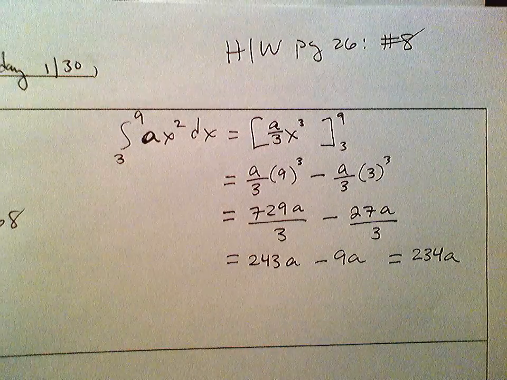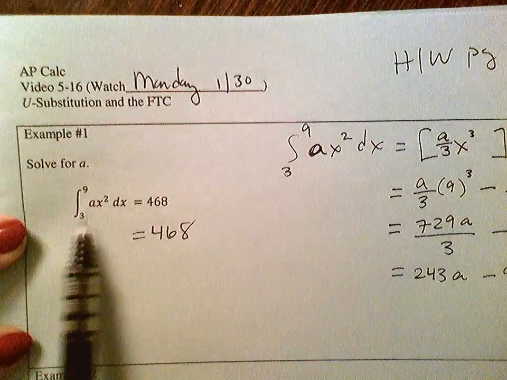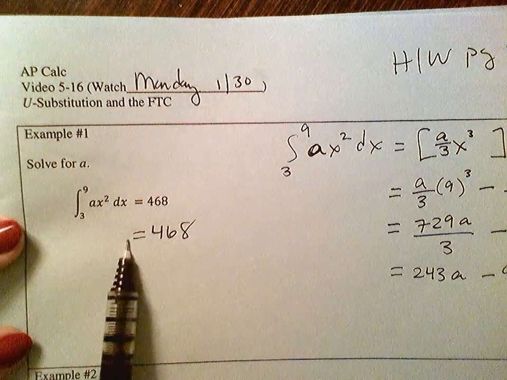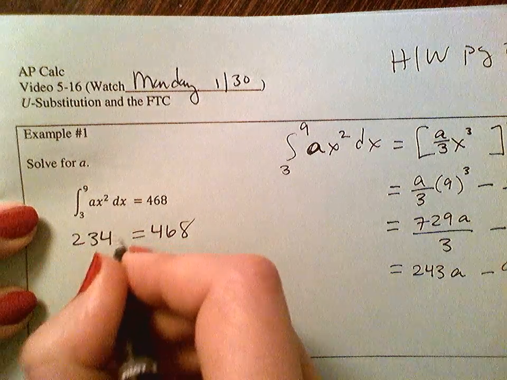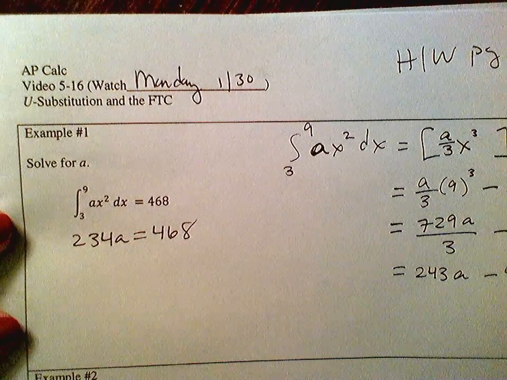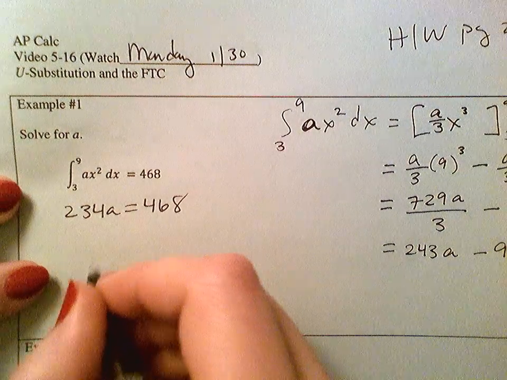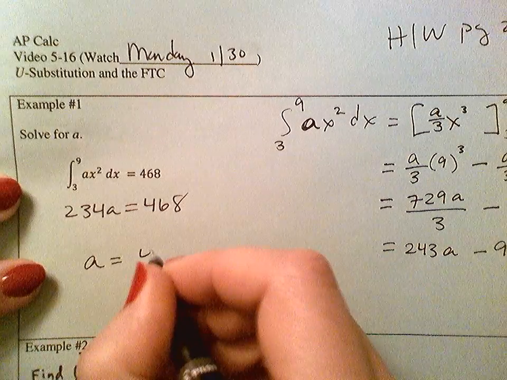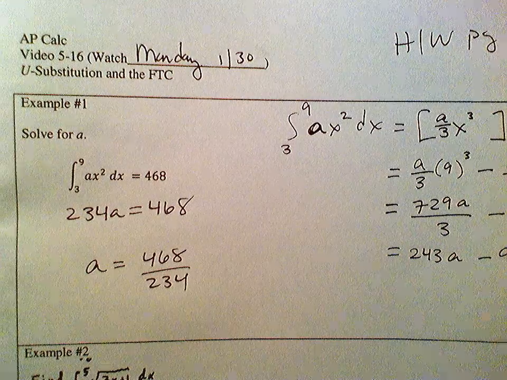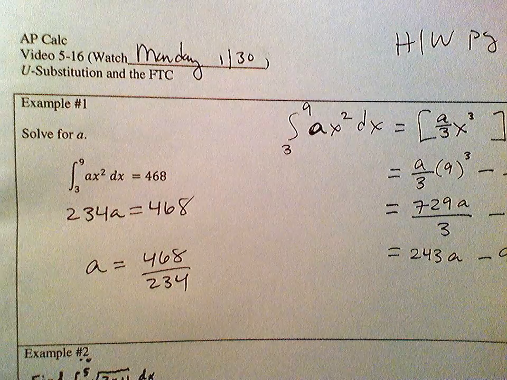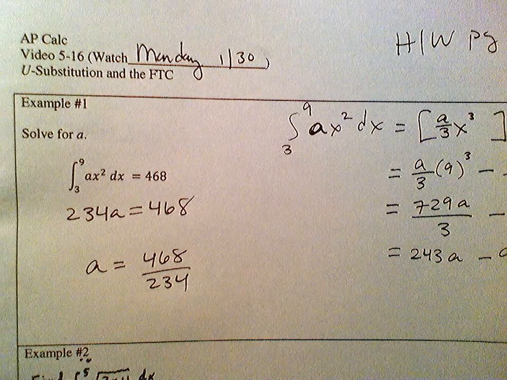So the left side of this, this integral, by using the fundamental theorem of calculus, we got that this is equal to 234a. And then we just divide both sides by 234, and we get that A is equal to 468 divided by 234, which definitely simplifies because those are both even numbers, but I don't have a calculator on me, so I'm just going to stop there.